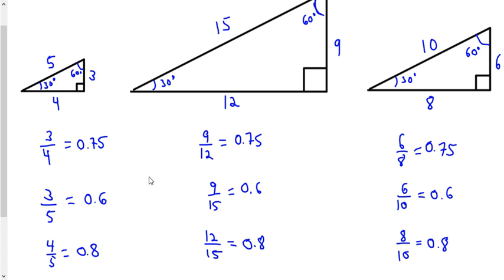If we've got triangles that have the same angles, if we divide the same sides on those two triangles, even though the sides are different lengths completely, we end up with the same ratio. In this case, 0.75, 0.6, and 0.8. That's a key idea that's going to allow us to jump into our learning today. So let's get to the notes that you've got in front of you.